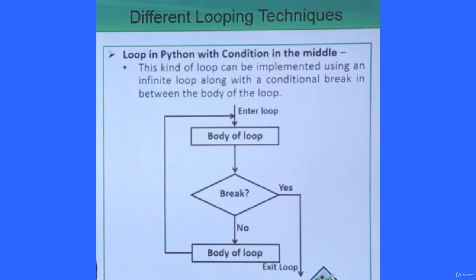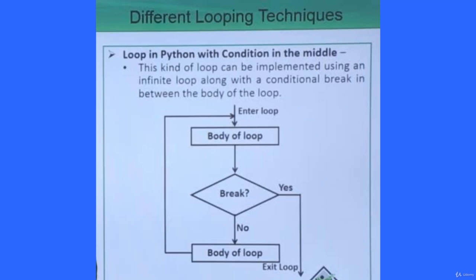But when you see entering into the loop, the body of the loop, at least for the first time, will get executed. Then the condition will be checked. If there is some break, then it will come out, and if there is no break, then it will continue with the loop, and then again the control will come here, and in this way the loop will get executed. That is the loop in Python with condition in the middle.